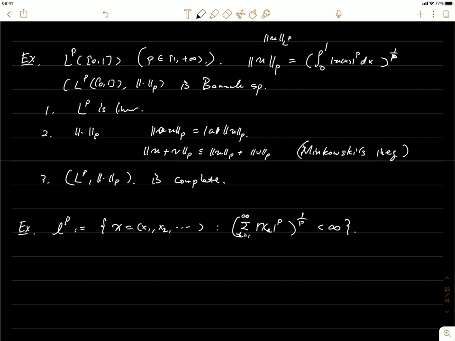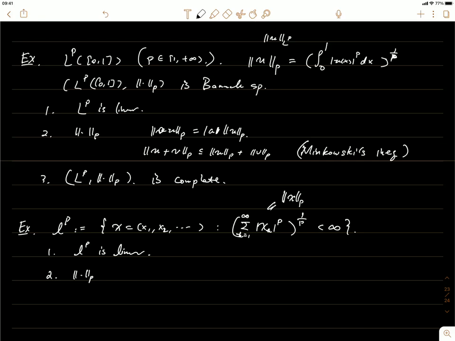Again, to show that it's a Banach space, we need to show that it's linear. Then we want to show that the norm of this sequence x is positive definite. That's obviously true. It's homogeneous. Again, it's obvious. And also the triangle inequality. This is verified by the generalized Minkowski inequality we showed in real analysis one.